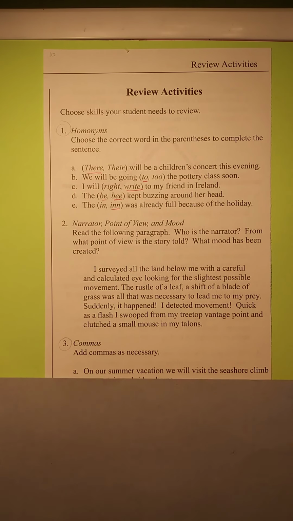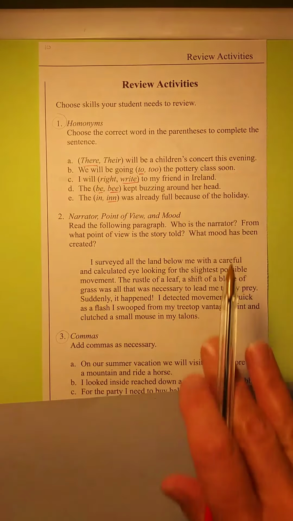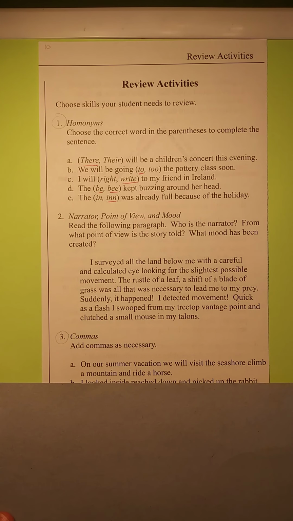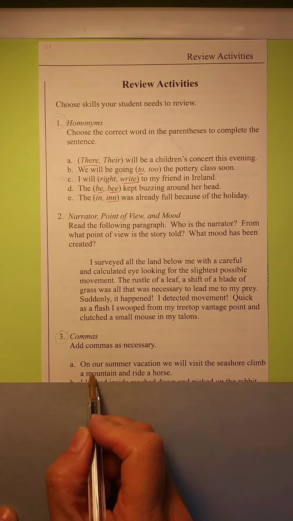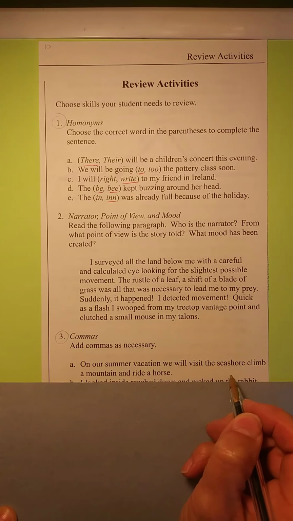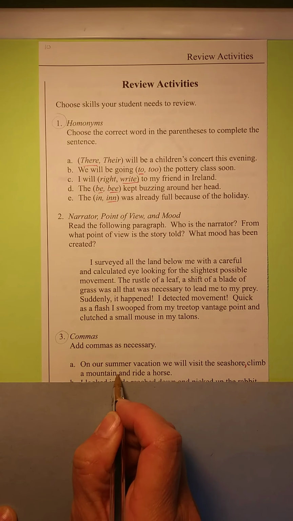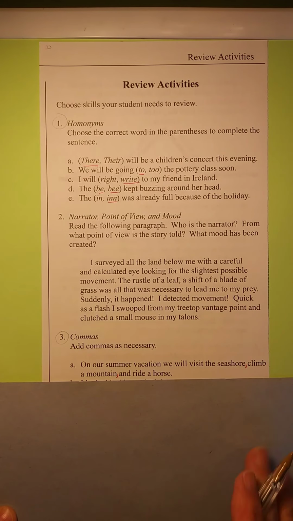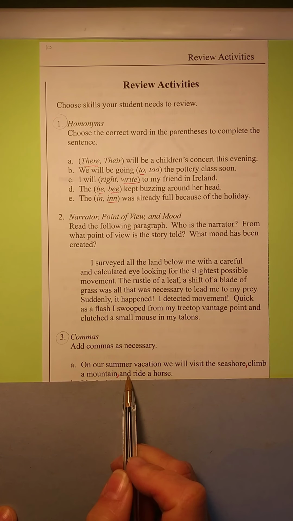All right, commas. On this exercise, you're to add commas wherever they might be necessary. So let's look at each sentence. On our summer vacation, we will visit the seashore, climb a mountain, and ride a horse. Okay, here we have three things that need to be divided or separated somewhat so you can pause in the way that you read it so you'll understand it better. On our summer vacation, we will visit the seashore. That's the first thing that they're going to do. Climb a mountain. That's the second thing. And ride a horse. Okay? So you need a comma after the first thing and after the second thing, and then you have your coordinating conjunction, right?